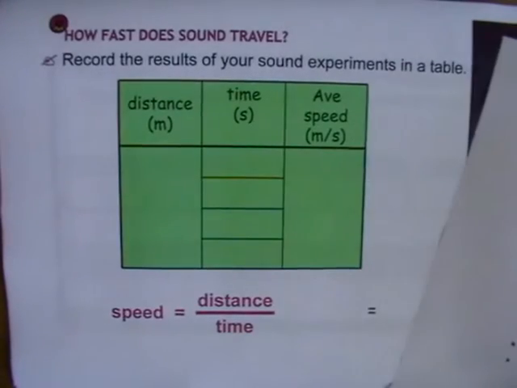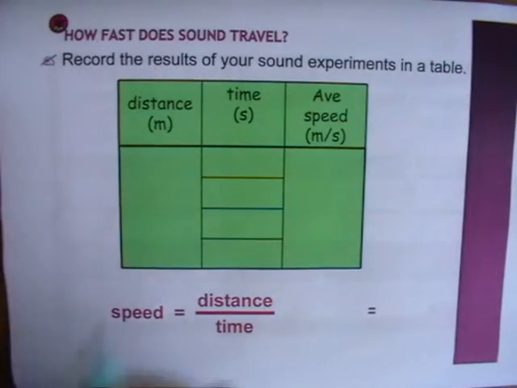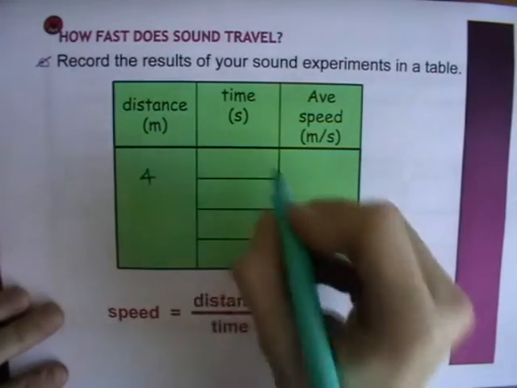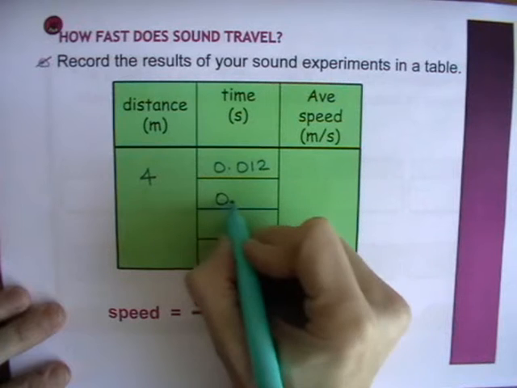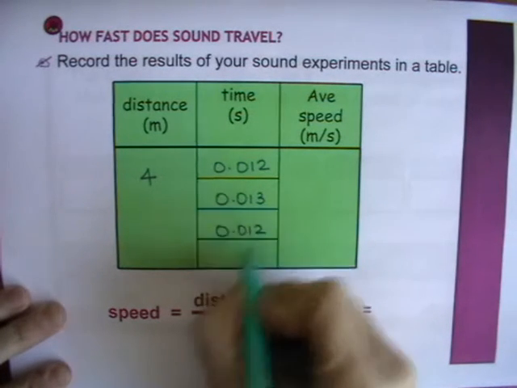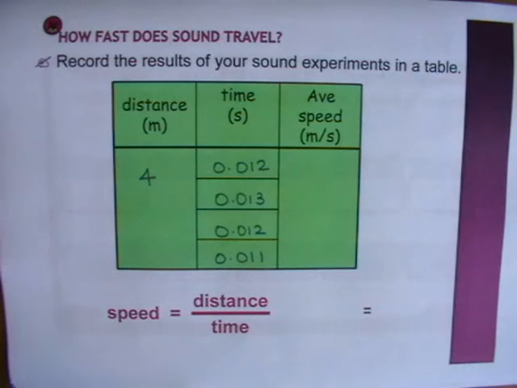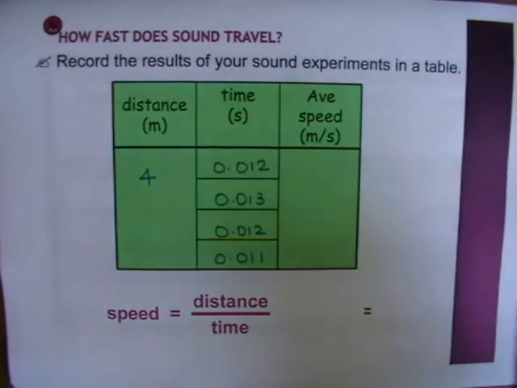So I think in this table, this is how you record your results. So your distance, the one in the classroom that we did, their distance was 4 meters. And the time comes out to be around 0.012. I'm going to make up a couple of these, so you can do a wee calculation now if you want. 0.011. So you do a calculation there, stop the video cast and calculate an average speed.